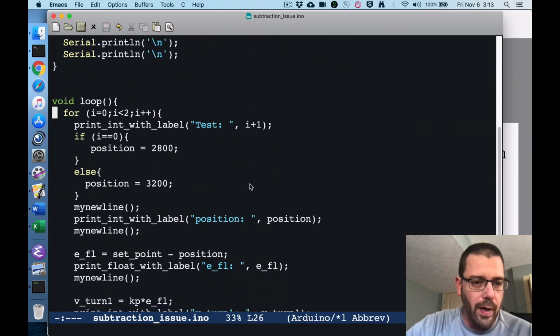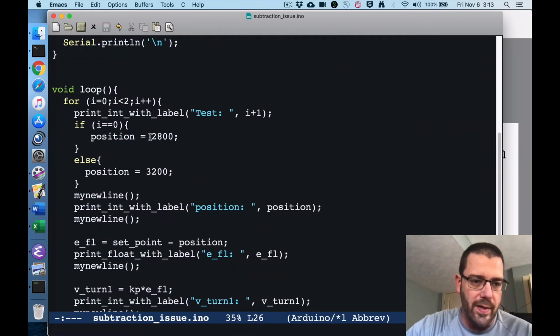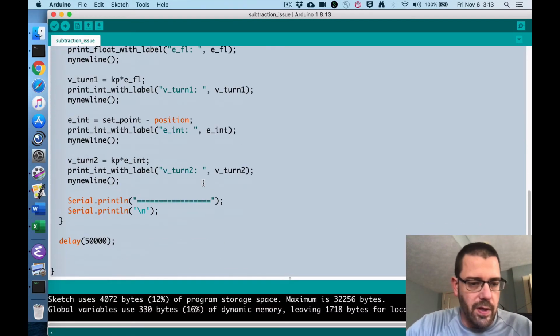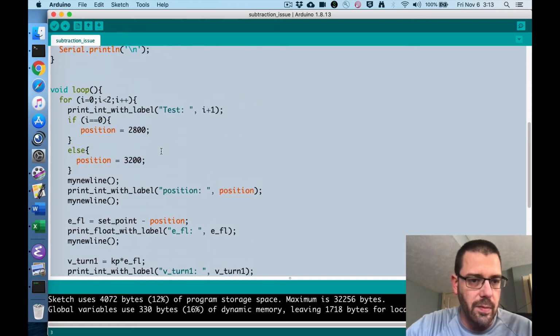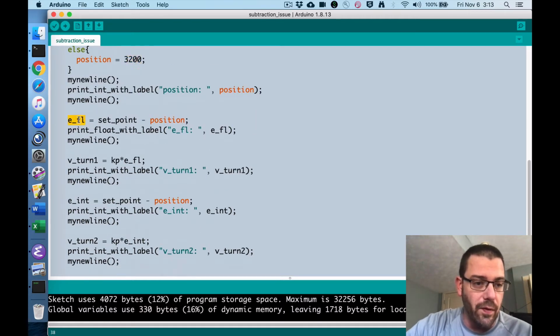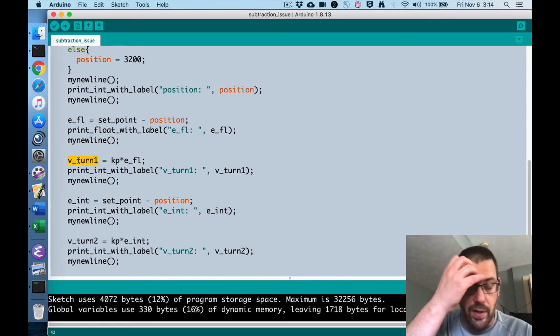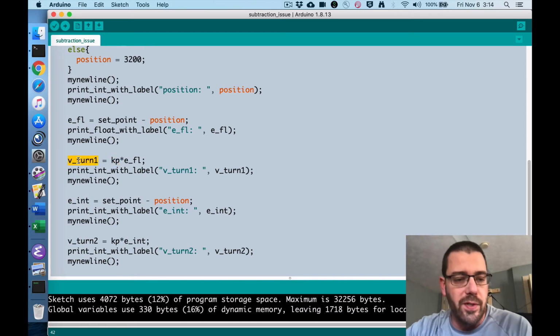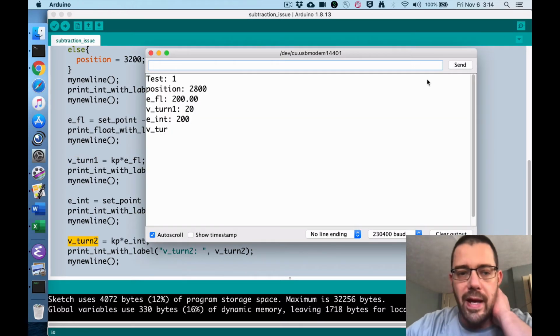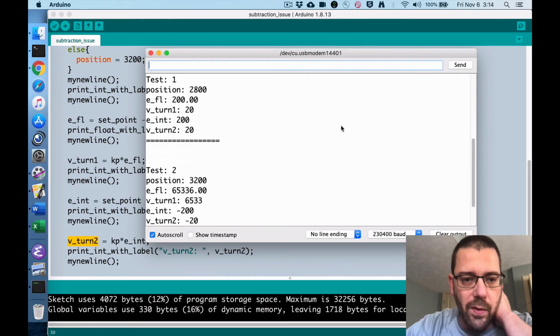So in my loop, I basically just have a for loop that runs twice, once with position 2800, once with position 3200. Sorry, I meant to do that in my Arduino, since you don't want to look at Emacs necessarily. Then I do the subtraction as a float and as an int. After I have my error, I multiply it by my Kp to get the voltage that in our application we would send to a motor as part of our feedback control, both as an int and a float.